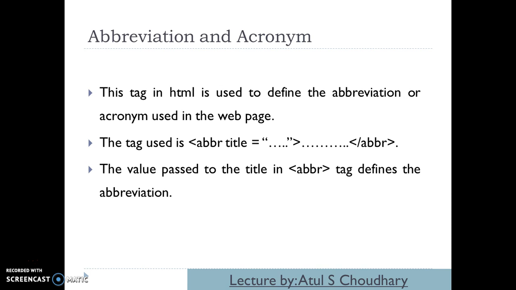The abbreviation tag in HTML is used to define the abbreviation or acronym used in the web page. The tag used for defining the abbreviation is ABBR enclosed within the opening and closing angle brackets. It has a keyword title, and the value passed to the title in the abbreviation tag defines the abbreviation. So this is the place where we actually define the abbreviated value.